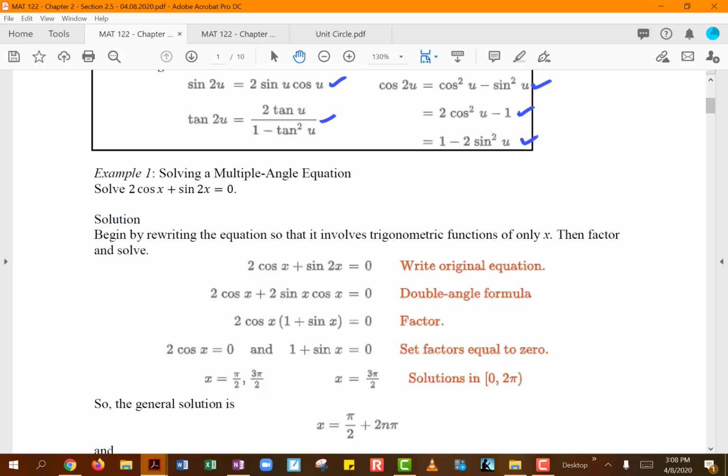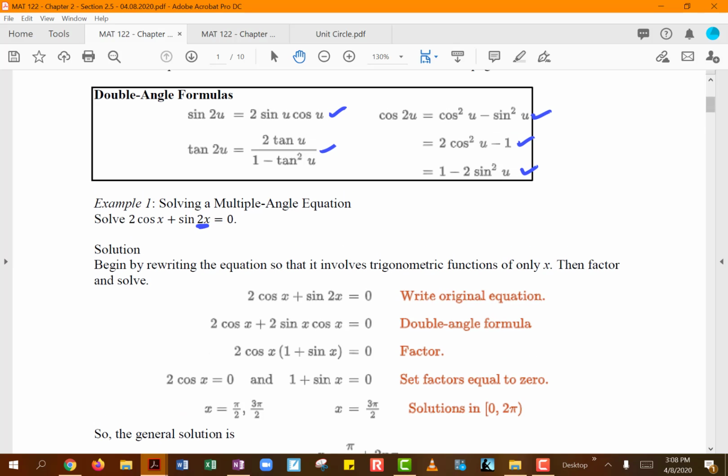So our first example is talking about solving 2 cosine of x plus sine of 2x equals 0. So they are basically saying begin by writing your equation so that it involves trigonometric functions of only x, which means you want to get rid of this 2x that we have with our sine function, and then we can factor and solve it. So what's happening over here for sine of 2x? We are using this double angle formula and rewriting it as 2 sine of x times cosine of x.